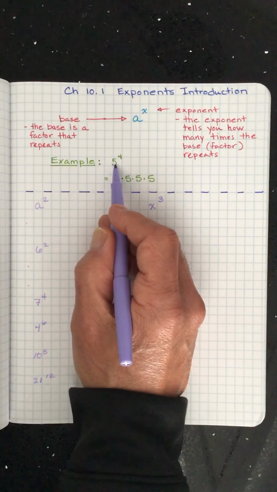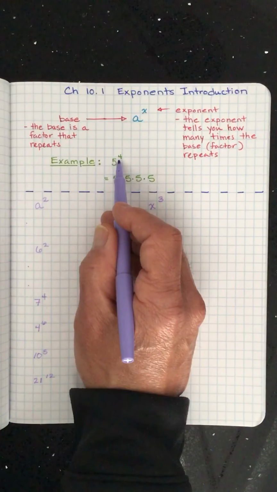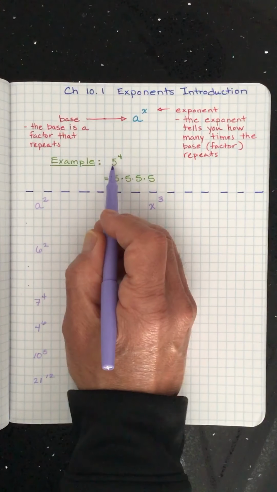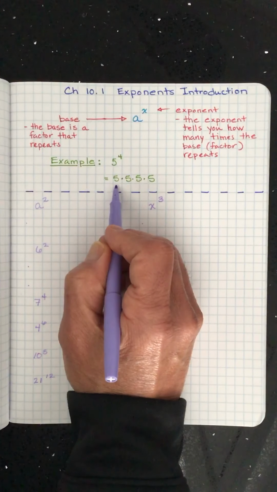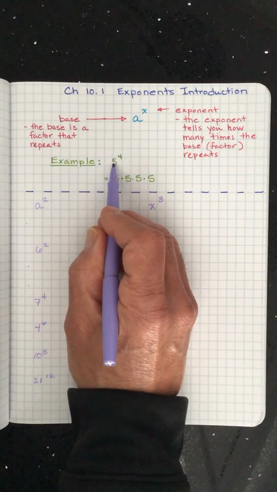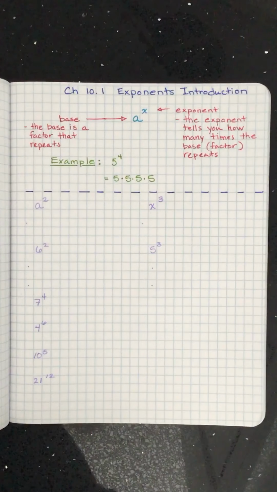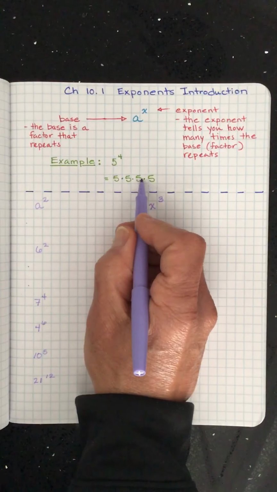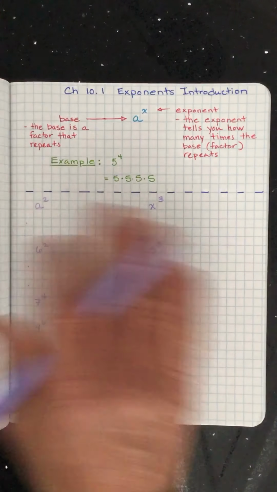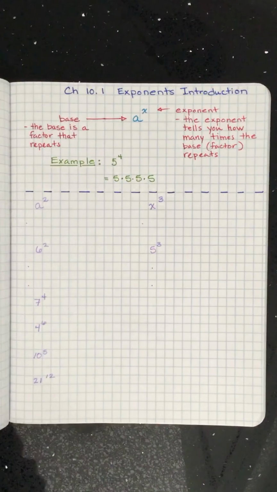This is 5 to the 4th power, or 5 to the power of 4, or 5 to the 4th. In either case, the base is 5, the exponent is 4. So the base is a factor, and the exponent 4 is going to tell you to write that base, or that factor, 4 times. And so 5 to the 4th is 5 times 5 times 5 times 5. And that's all I'm going to do right now. You might be thinking, well, what's the answer?